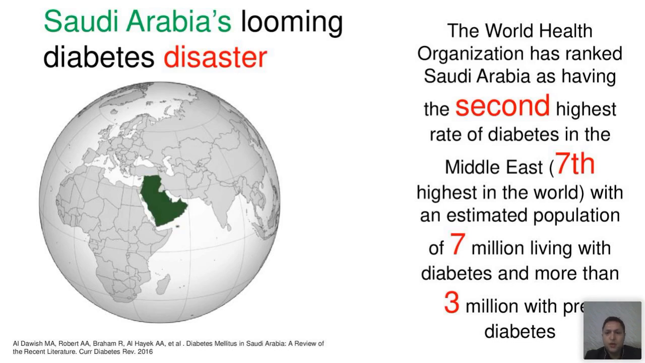As per the International Diabetes Federation and the World Health Organization, Saudi Arabia has been ranked as the second highest in prevalence of patients with diabetes in the Middle East, and the seventh highest prevalence of diabetes worldwide. The estimated number of patients suffering from this disease is around 7 million, and more than 3 million subjects are at the pre-diabetes stage.